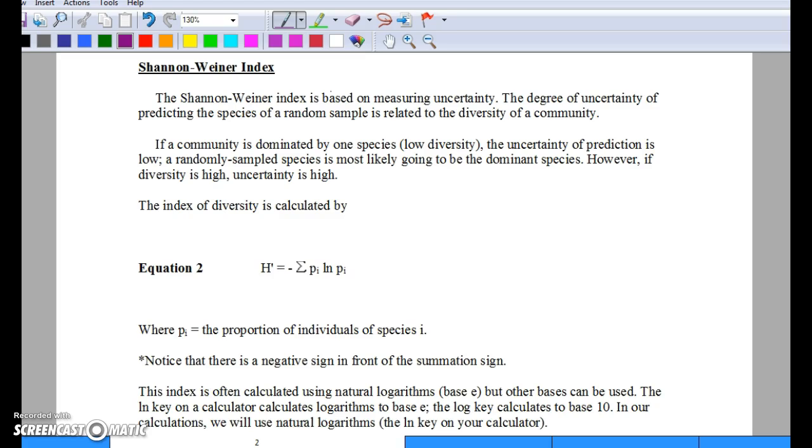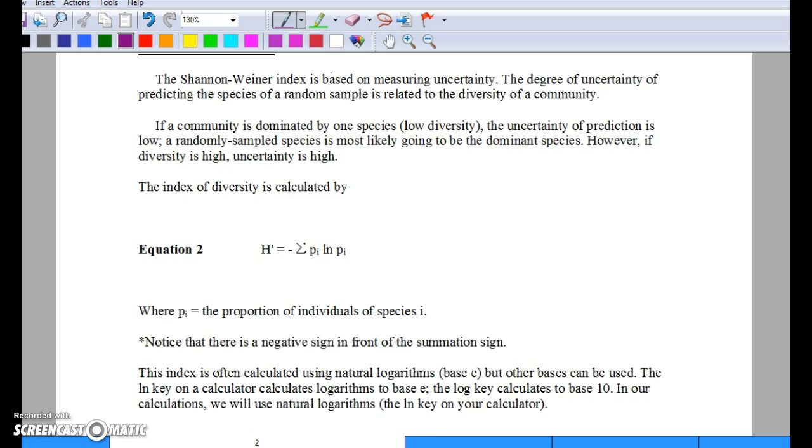Then we take a look at the Shannon-Wiener index. This is based on uncertainty. So the degree of uncertainty when predicting species of a random sample. So if you go into a forest or an area, you close your eyes and turn around, you point at a tree, that degree of uncertainty is related to diversity. If there's more diversity, you point at two different trees with your eyes closed, it's very likely that you're going to have different types of trees that you're pointing to in a diverse community. If it's not diverse, then they're probably going to be the same. And that's basically what this little paragraph says.